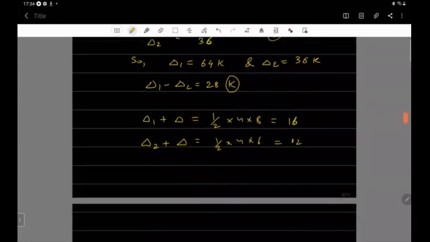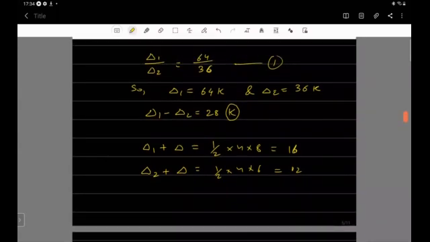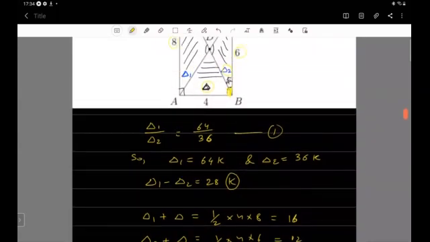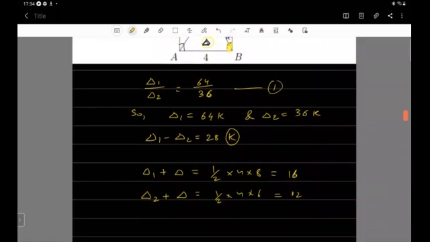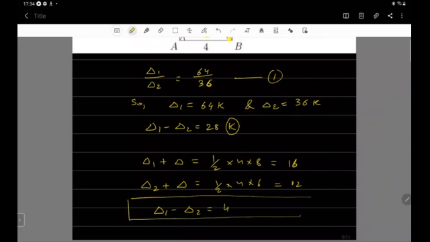So why am I doing this? What is the use of this? Why am I trying to find delta 1 plus delta and delta 2 plus delta? Because now if you subtract, delta 1 minus delta 2 comes out to be 4. You have got your answer.